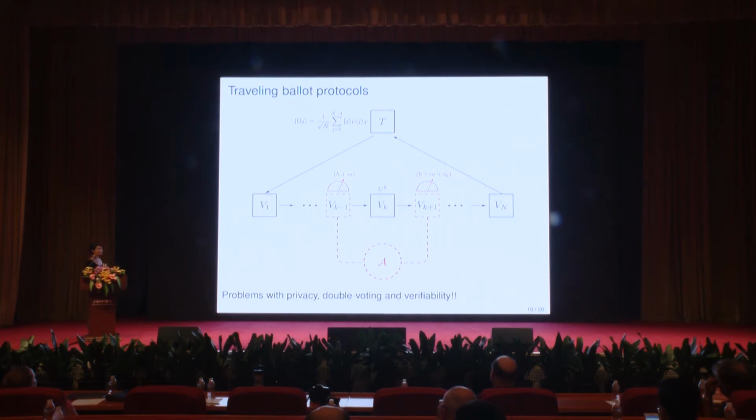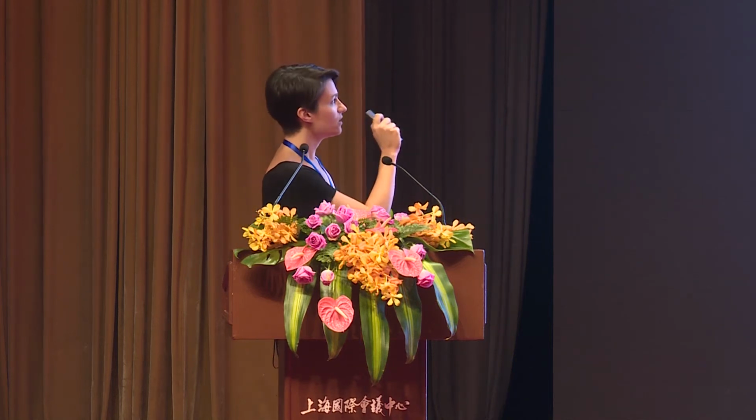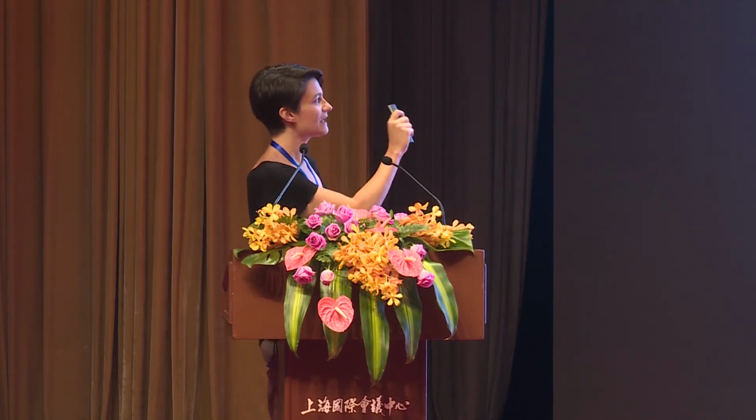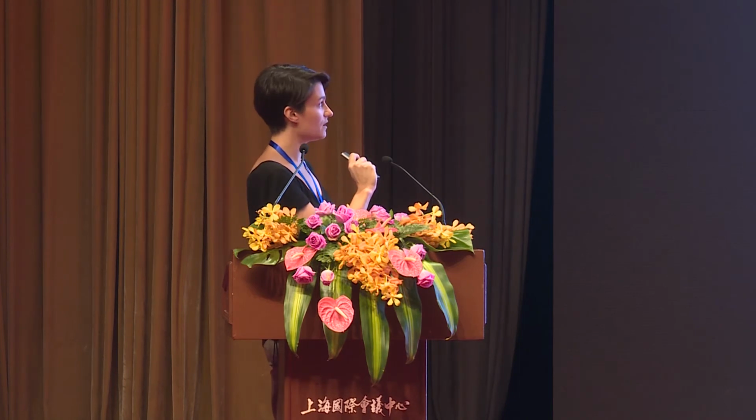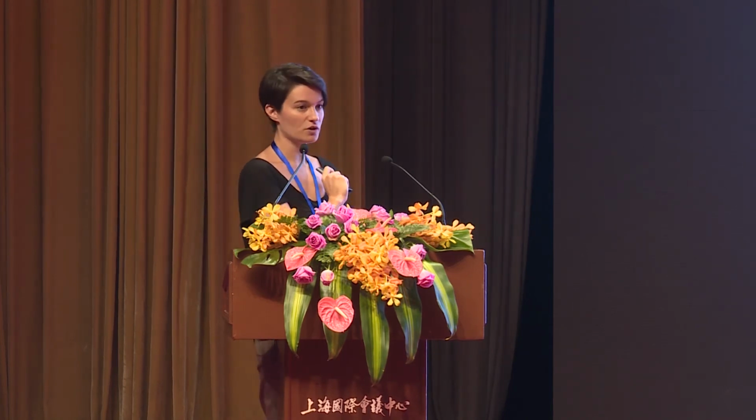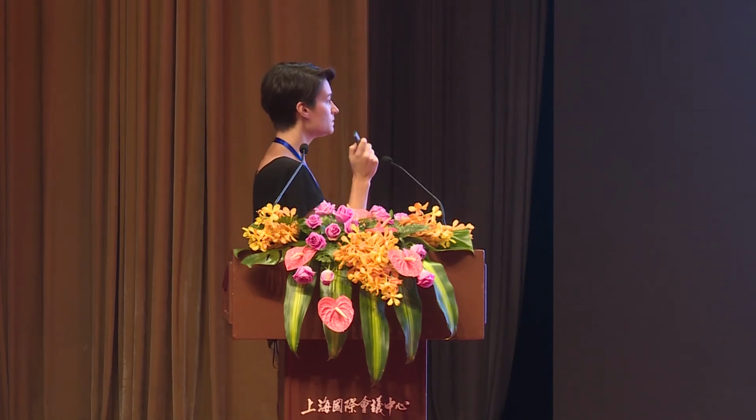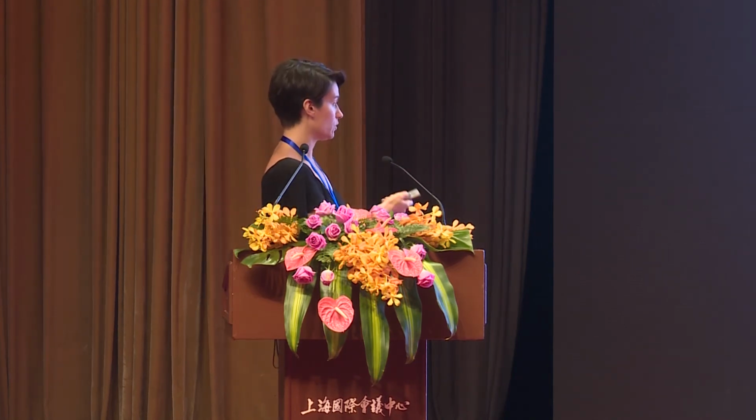But we have also identified a problem with privacy. If there is an honest voter in the middle of two dishonest ones, so VK is honest and the ones before and after are dishonest, then by doing specific measurements, they can actually find out the vote of the honest voter in the middle. So apart from the already identified problems, there's also a privacy problem.